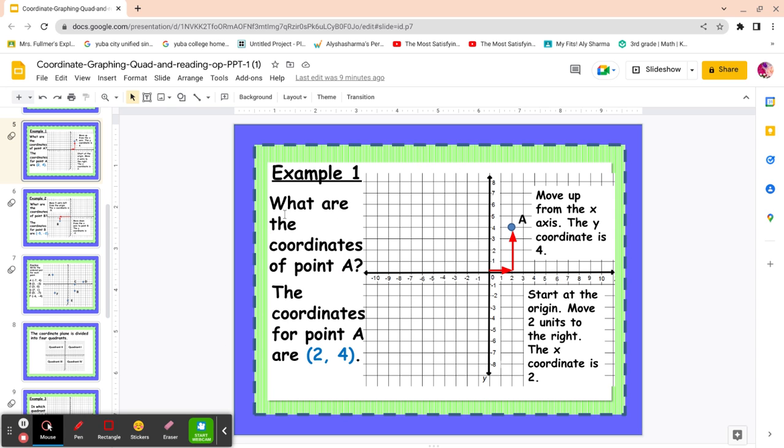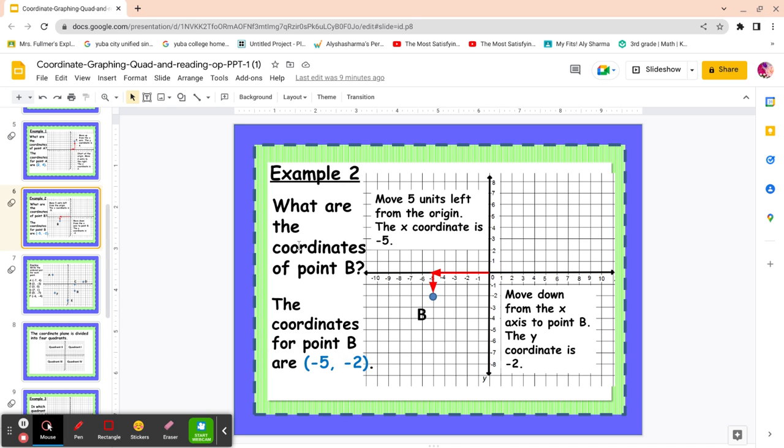So example 1, what are the coordinates of point A? The coordinates for point A are 2, 4. It shows right here, move up from the x-axis, the y-coordinate is 4. Start at the origin, move 2 units to the right. The x-coordinate is 2. 2, 4. So it's going to be right here because the 4, if you keep going, and the 2 keeps going at the same speed, they're going to meet at this point. Let's move on now, I guess.